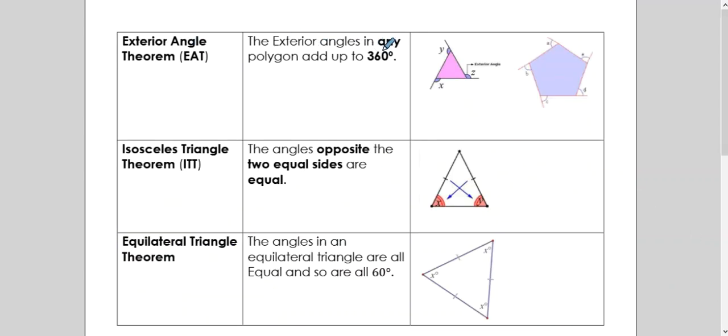Exterior angles, we kind of did that last lesson. They're always 360. All right. Isosceles triangles. I have two equal sides, and two angles that are opposite them. So these two angles are the same.